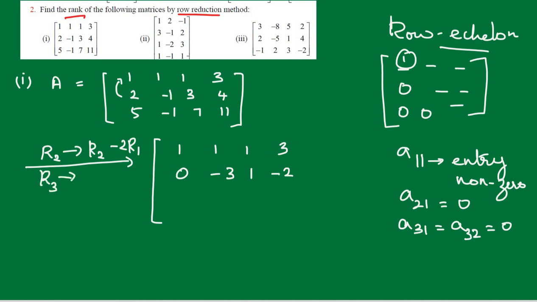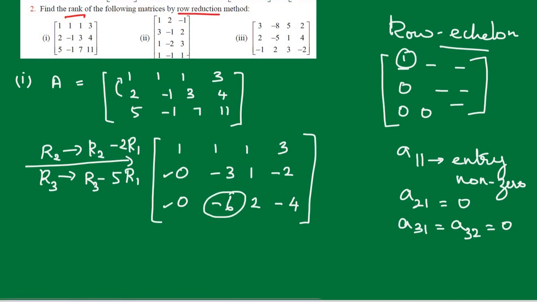R3 tends to R3 minus 5 times R1. So gives me 0 here. This is minus 1 minus 5 is minus 6. 7 minus 5 gives us 2. Next 11 minus 15 gives me minus 4. So I have brought the A21 element and A31 element to 0.